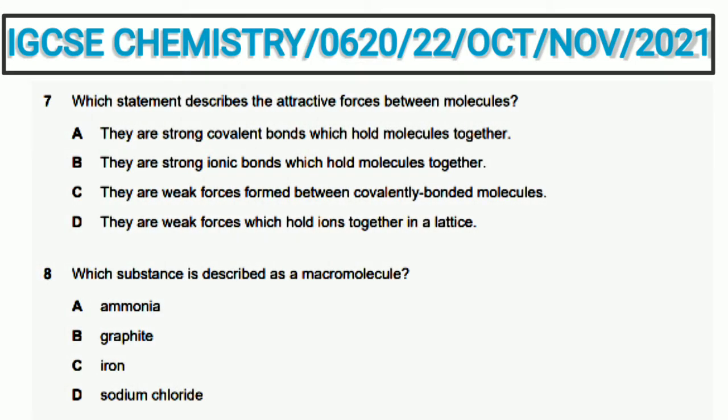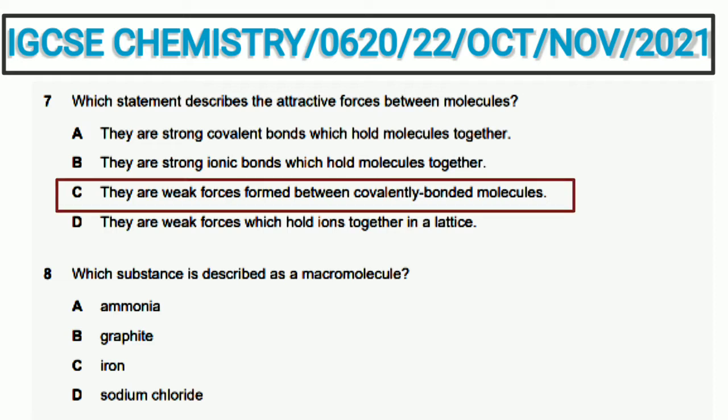Question 7. Which statement describes the attractive forces between molecules? We have to describe forces between molecules. So option A, they are strong covalent bonds, is incorrect. And option B, which says there are strong ionic bonds between molecules, is also incorrect. Option C, they are weak forces formed between covalently bonded molecules, is the correct option. Option D is also wrong because it says weak forces which hold ions together in a lattice. The correct answer is option C: they are weak forces formed between covalently bonded molecules.